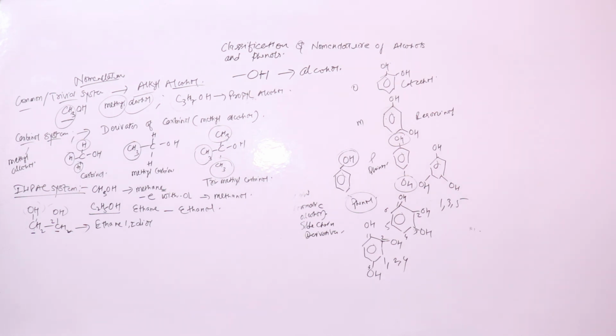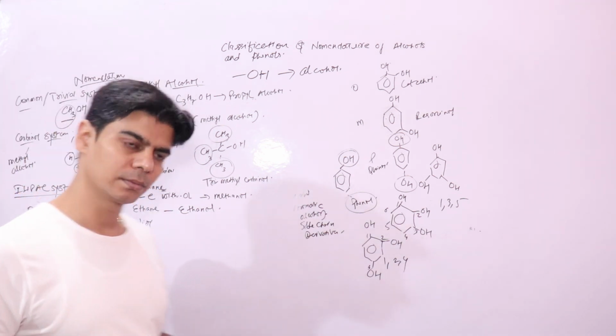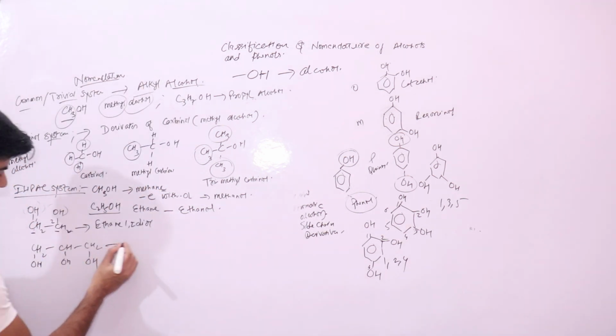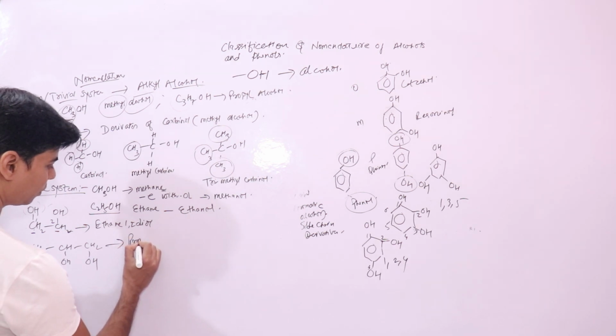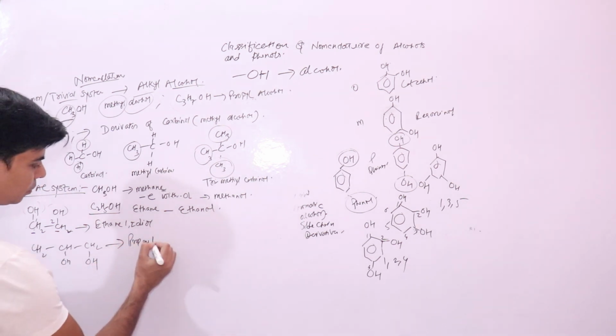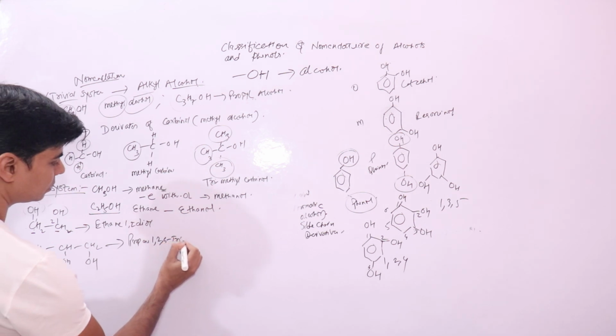Similarly, if we have a derivative of propane, CH2OH, CHOH, CH2OH, the propane molecule is CH3, CH2, CH3. So one hydrogen atom on all 3 carbon atoms is replaced by an OH group. This has become propane-1,2,3-triol.